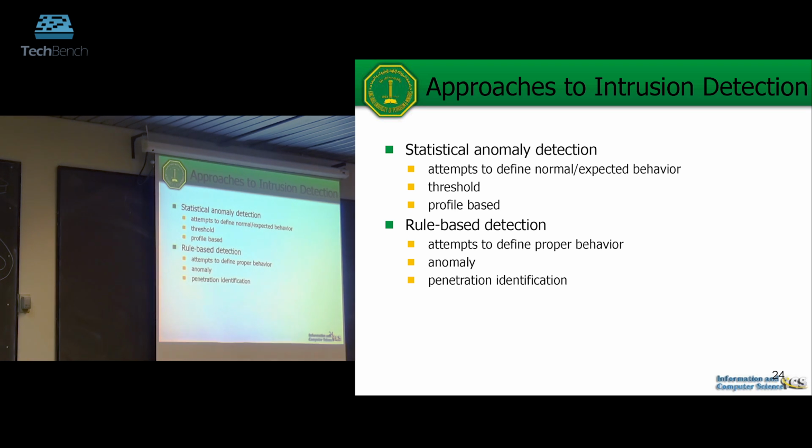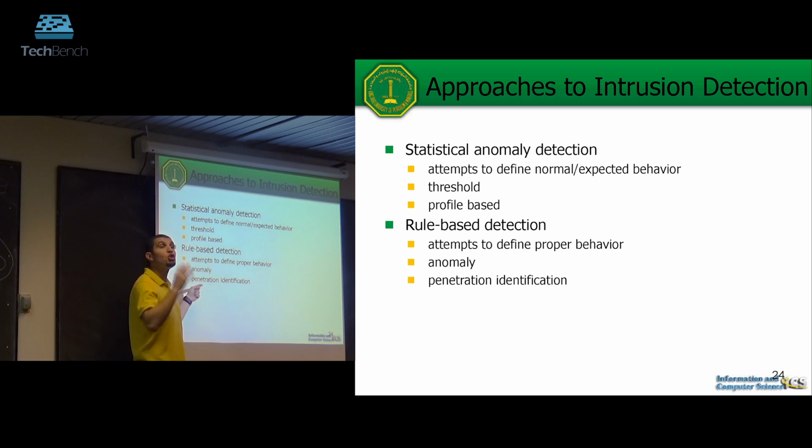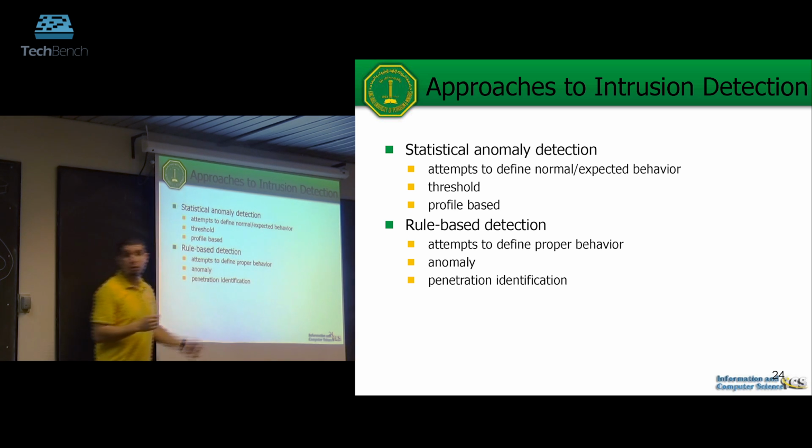Could you explain the first one again? The first one, the intrusion detection system, will keep signatures of attacks, signatures of abnormal behavior in the network. This second one will keep signatures of normal behavior.